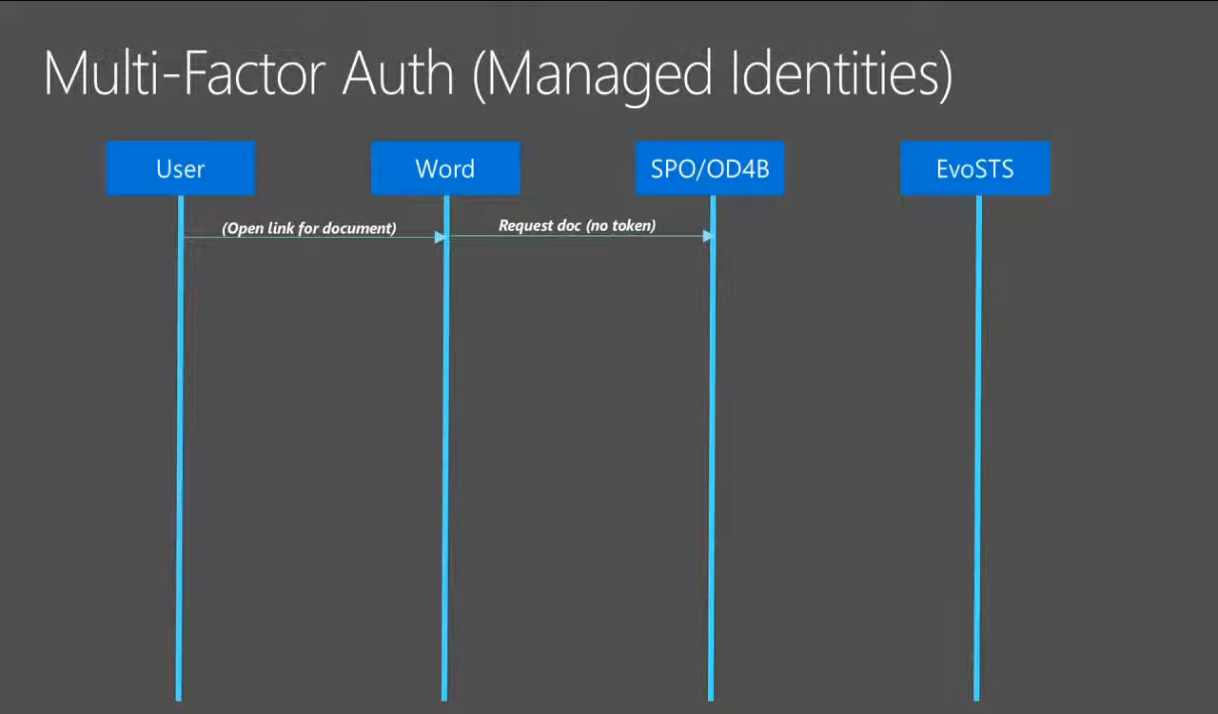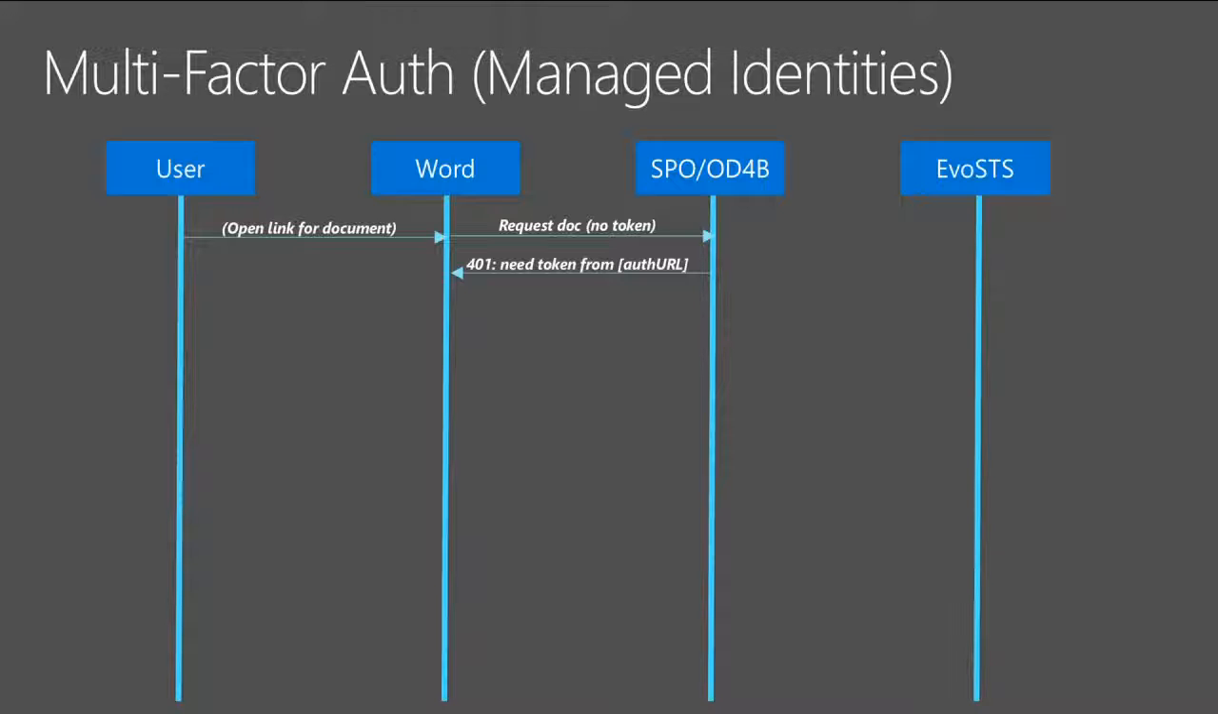So the app goes to the resource, SharePoint in this case, and tries to request the doc. At this point, I don't have a token. Maybe my token is expired or I've never signed in before. So SharePoint wants me to go to the authority URL, which in this case is Evo STS, because this is managed. There isn't an on-prem IDP. So Evo is the authority URL that SharePoint trusts and wants a token from.